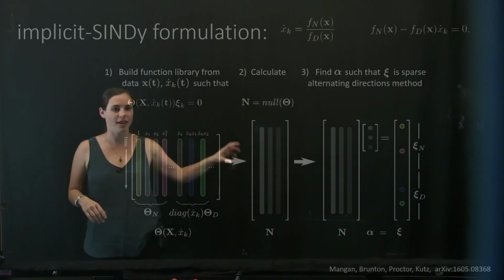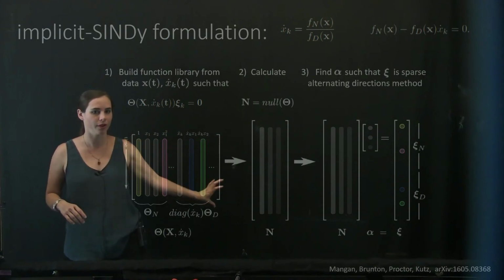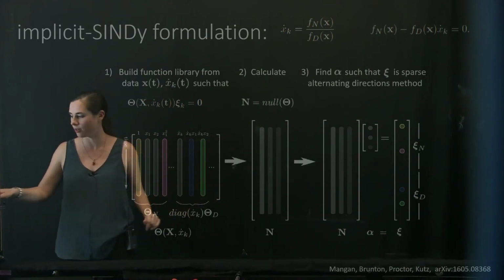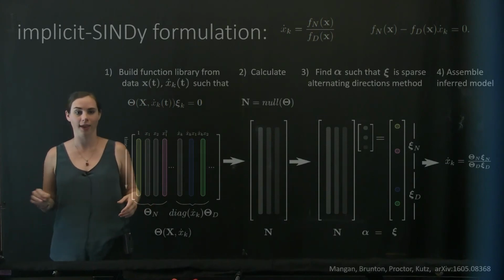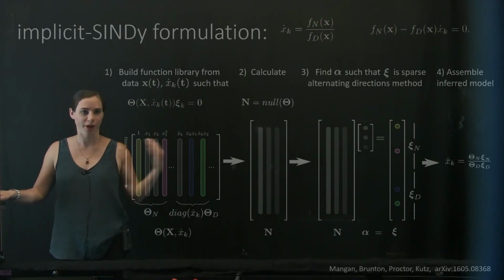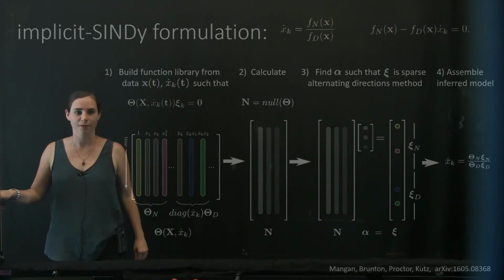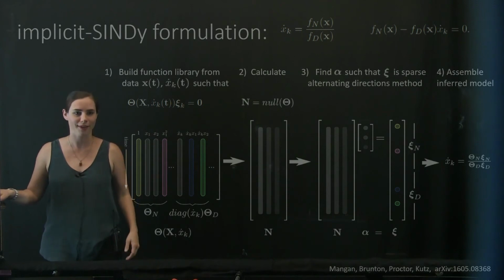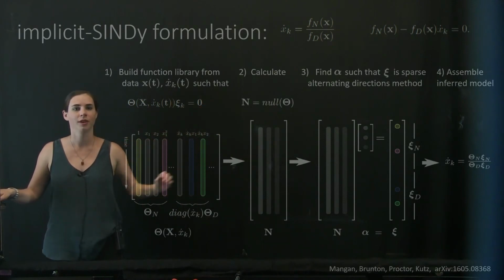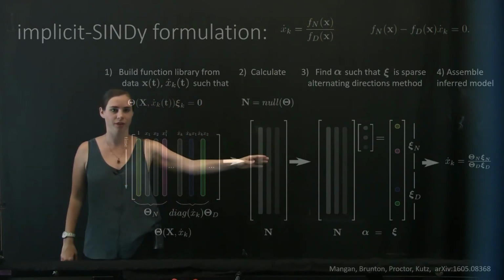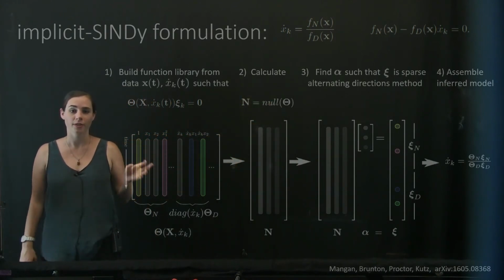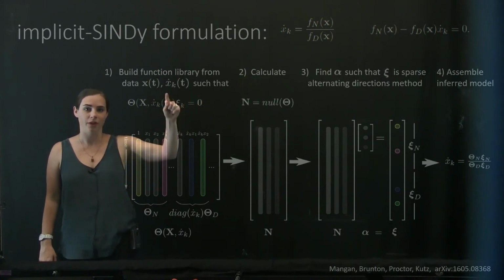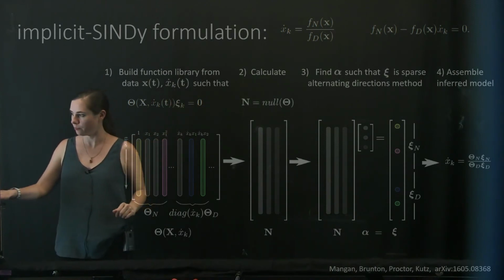So that xi had some terms in it that are from the numerator and some terms corresponding to the denominator. So we can take those and reconstruct the dynamics for whichever state variable we were looking at. Okay, and again, after we've assembled the inferred model, we would like ideally to perform a test with new data to see whether it's correct. And you'd have to essentially redo this: build the library of functions, calculate the null space, find alpha such that xi is sparse, and assemble the inferred model separately for the dynamics of each state variable in your system.